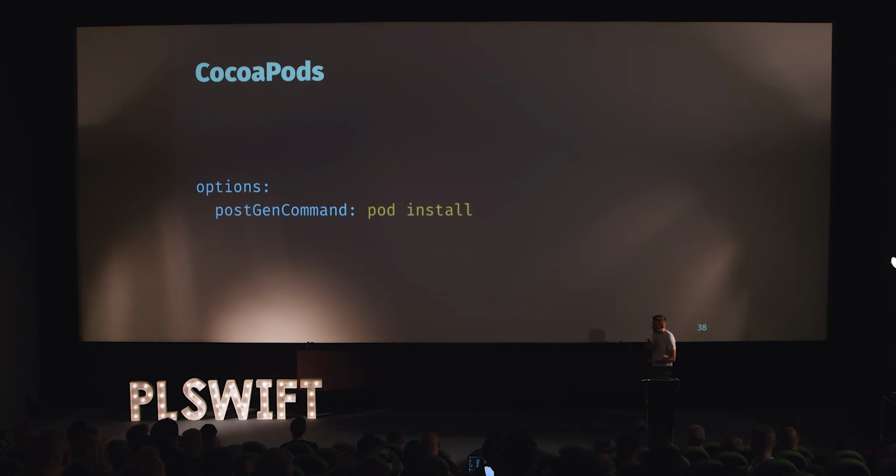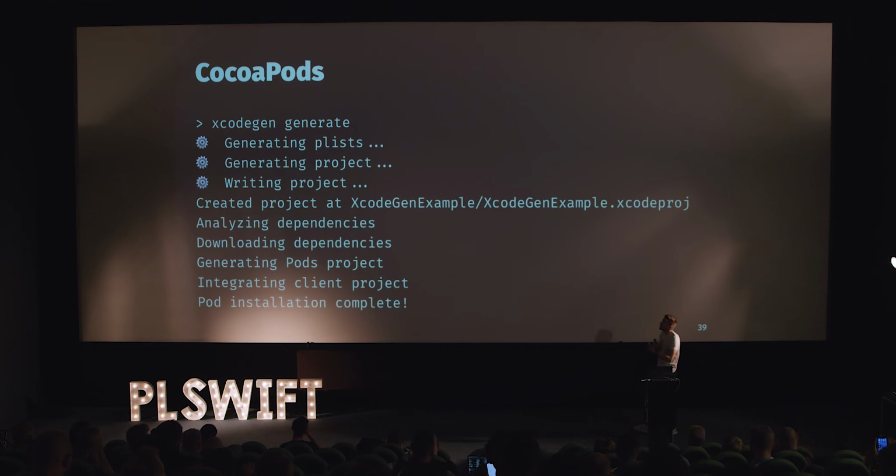And thankfully, XcodeGen allows you to automate that process. When you create your project YML, one of the options you have is called postGenCommand. And here you can provide any kind of shell command which you want to be run automatically after XcodeGen finishes generating your project. So if we run xcodegen generate, it generates our project as usual, and then automatically installs our pods. And from that point now, you use it as usual.